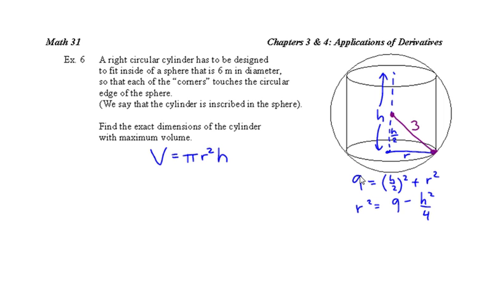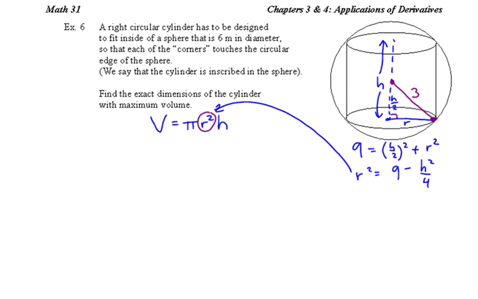I don't understand where you got the 9 equals h over 2. Oh, so Pythagorean of this one. Okay, so now let's replace r squared. So pi times 9 minus h squared over 4 times h.